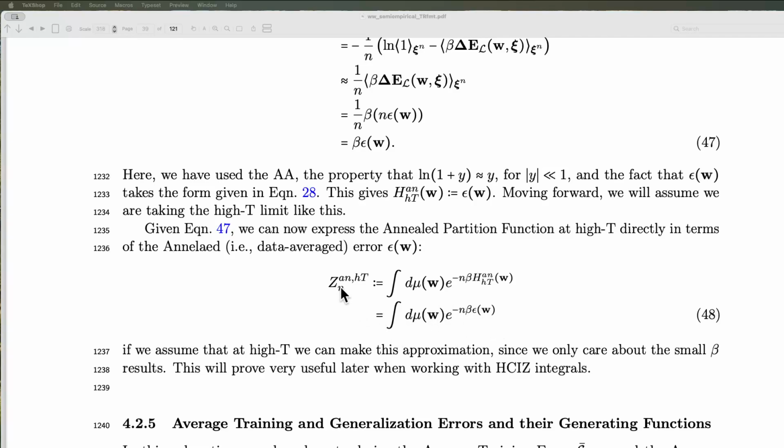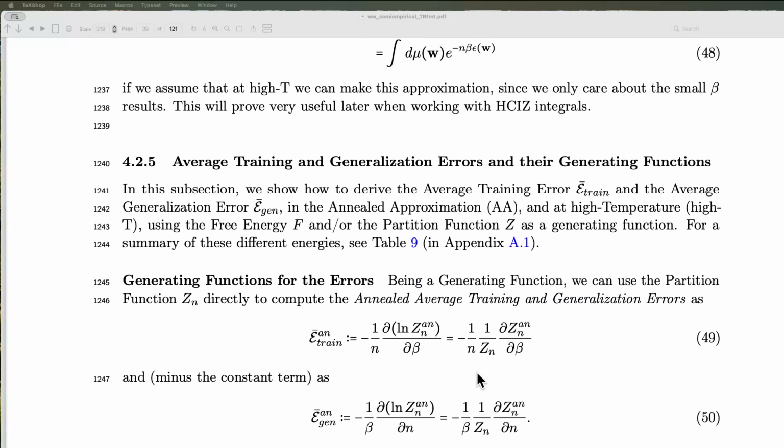So now we've reduced the potential to look like a thermal average over the weights of just this annealed potential. So equation 48 is really a critical thing we're going to use all over. If we assume that at high T we can make this approximation, since we only care about the small beta results, this will prove very useful in working with HCIZ integrals.